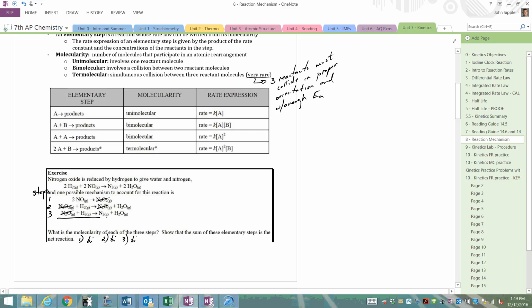So when you add this together, we end up getting 2NO plus 2H2 going to N2 and 2 waters. Do they match? All right, check. We got it.